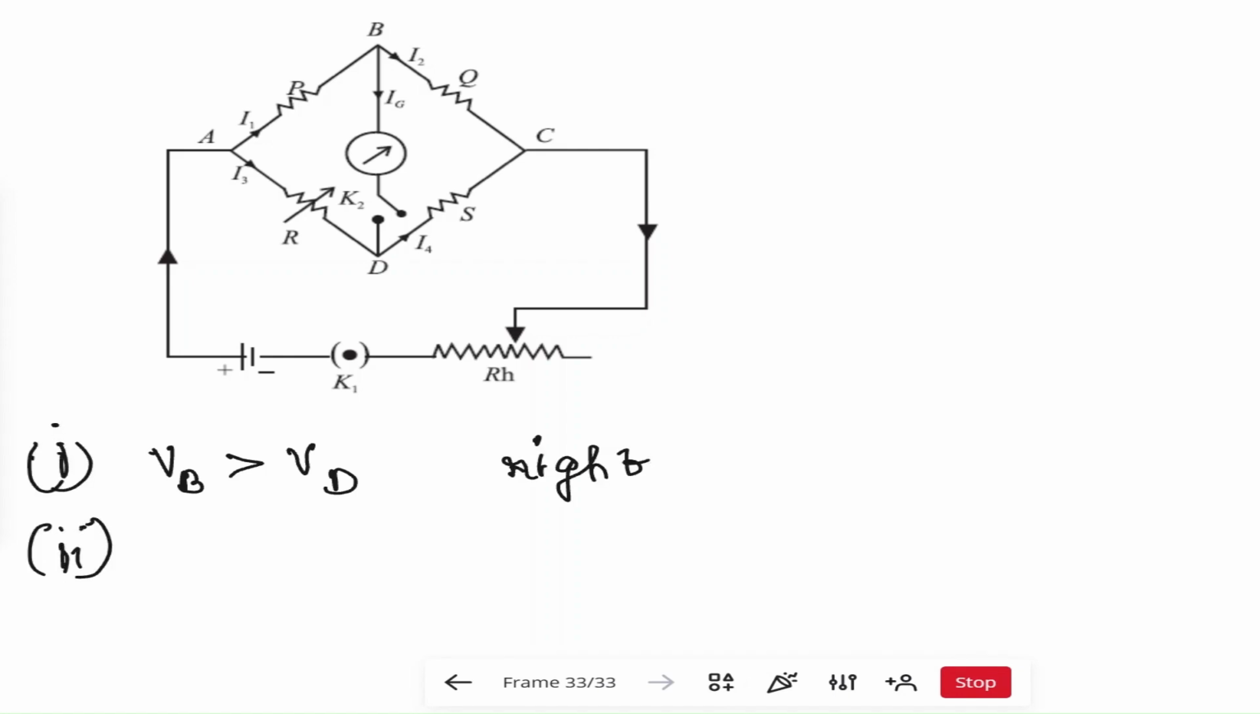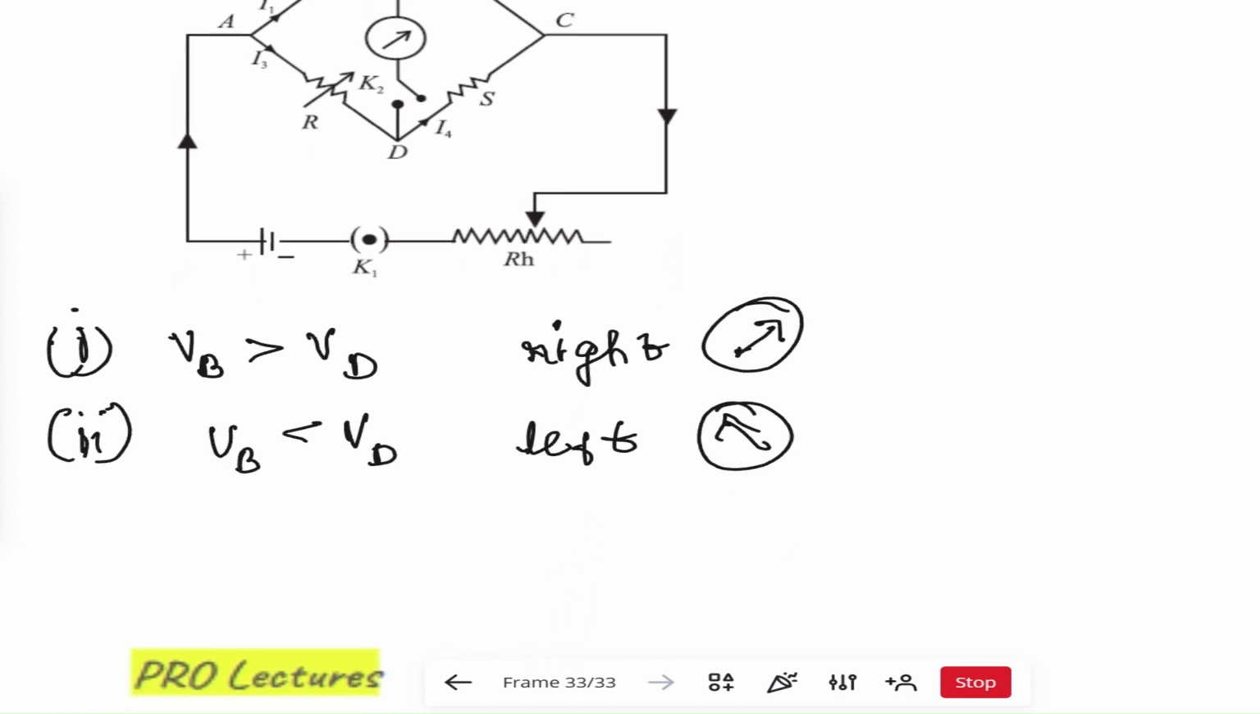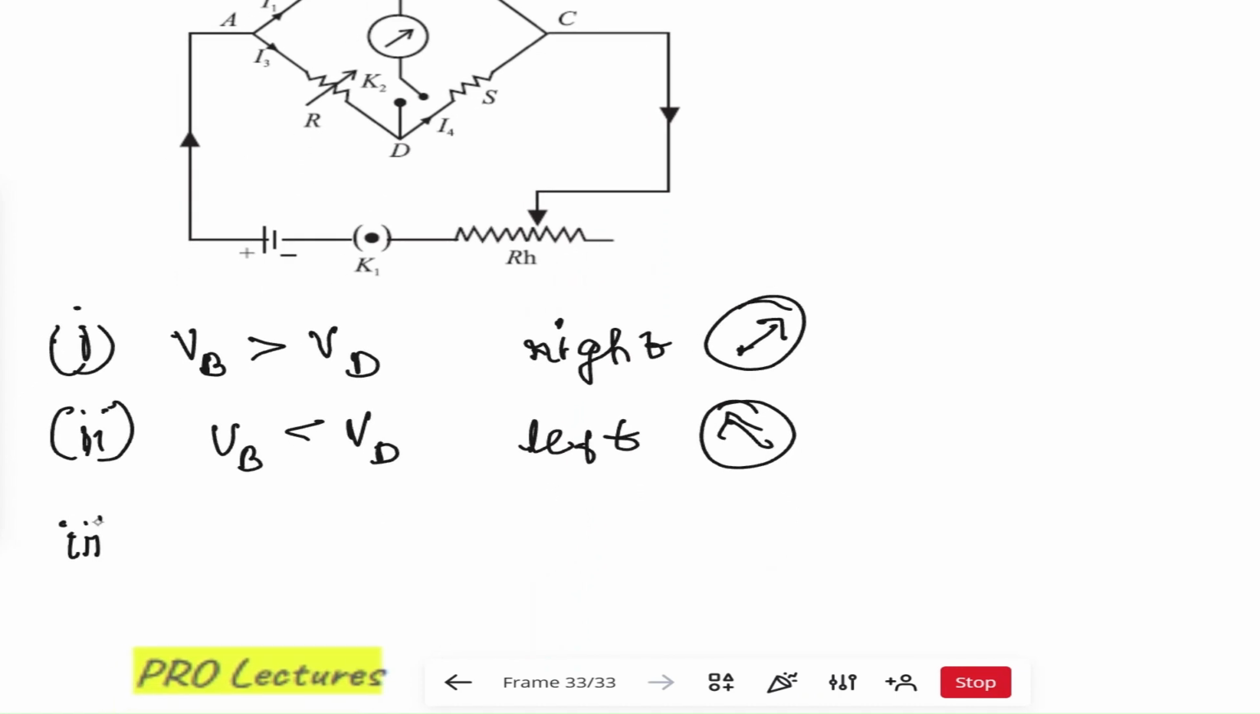Second possibility is the potential at B is less than potential at D. Then the current will flow from point D to point B in this direction. In this case, the galvanometer will deflect in the opposite direction. So let's assume left direction. Third case is when the potentials at points B and D are the same.